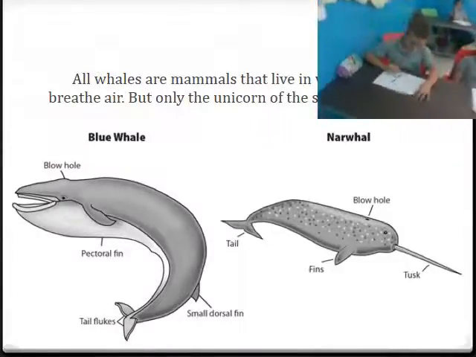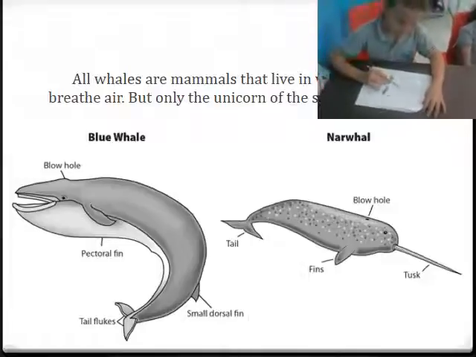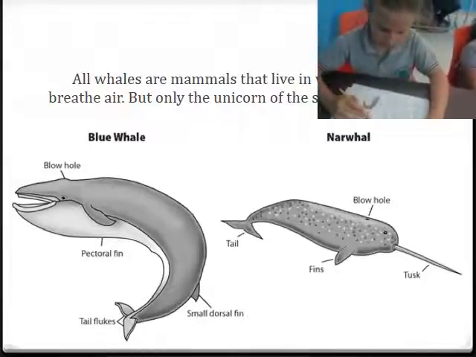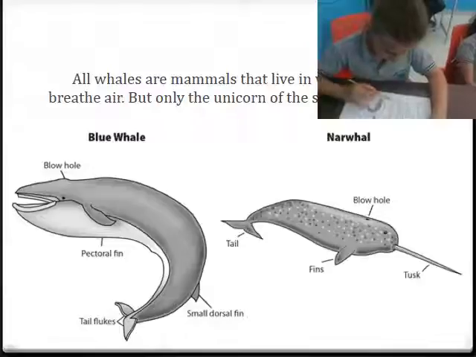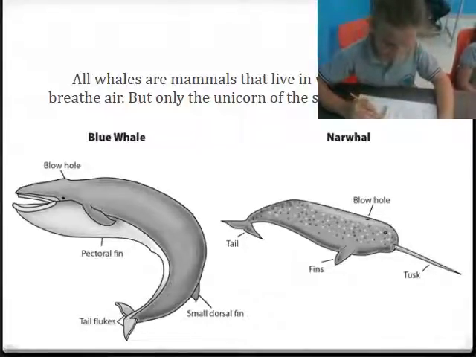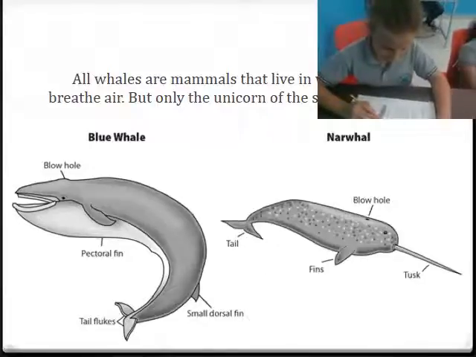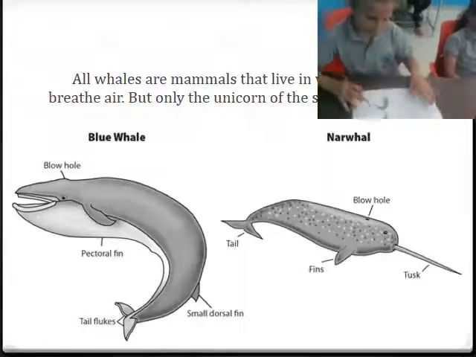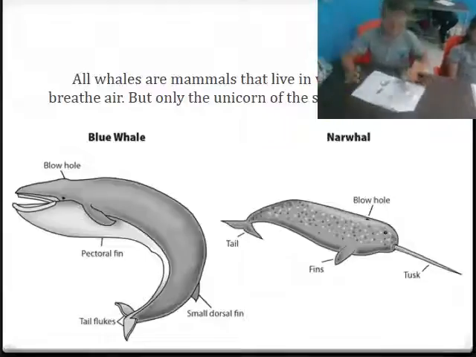Continue, Leia. All whales are mammals that live in the water. They all breathe air, but only the unicorn of the sea has a tusk. Now, there is a diagram here. Can you explain to us the diagram, Leia?